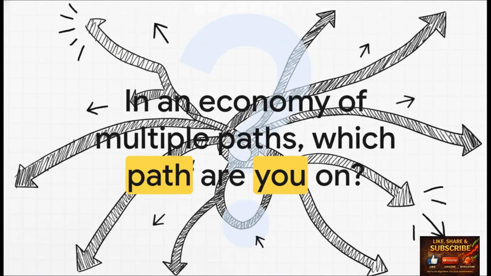And all of this brings us to one final, really critical question. The economy isn't on a single track anymore. It's this complex web of diverging paths. Some are rising, some are falling, and it's all happening at once. So the real question for 2026 isn't just where's the economy going? It's in an economy of multiple paths, which path are you on?